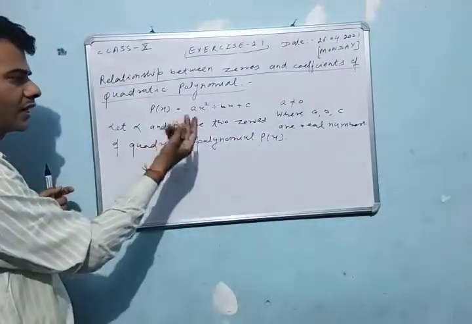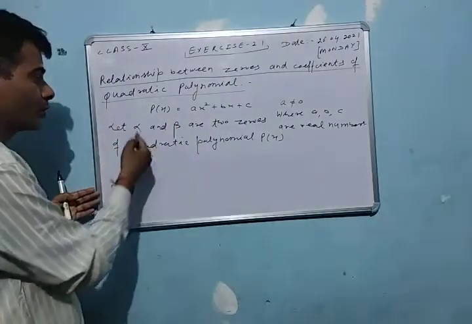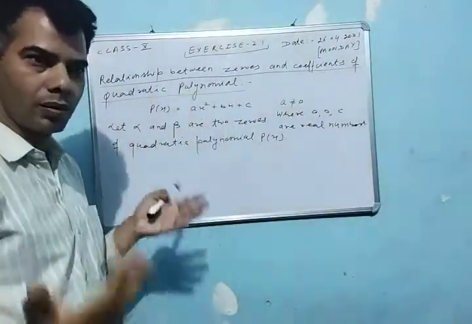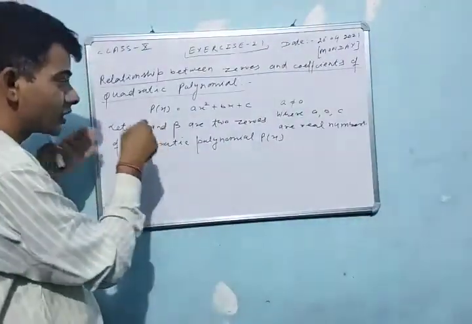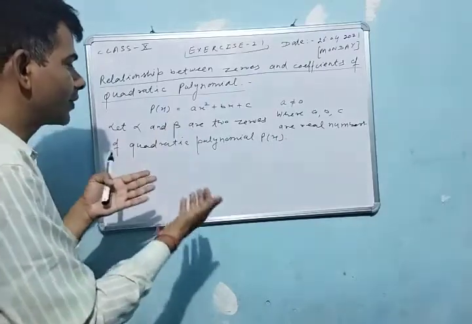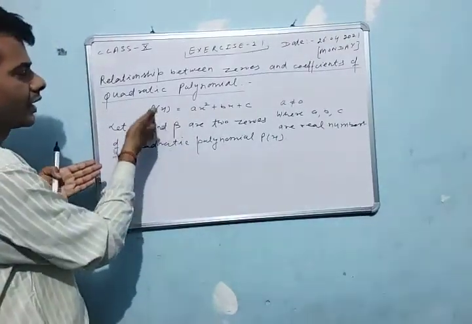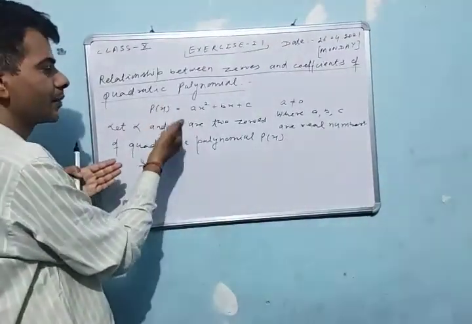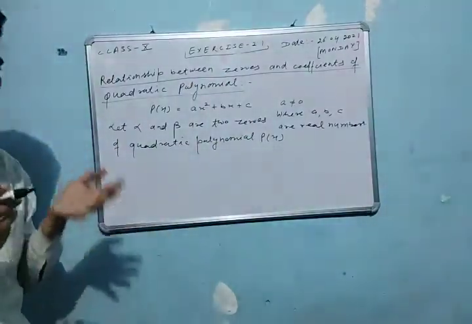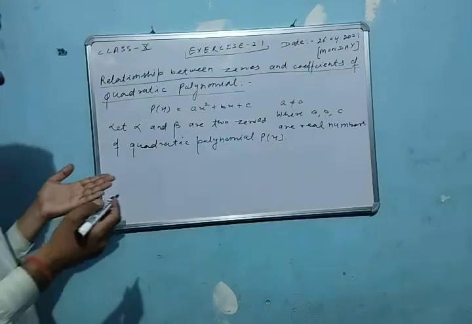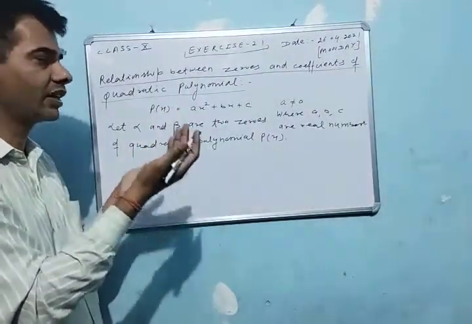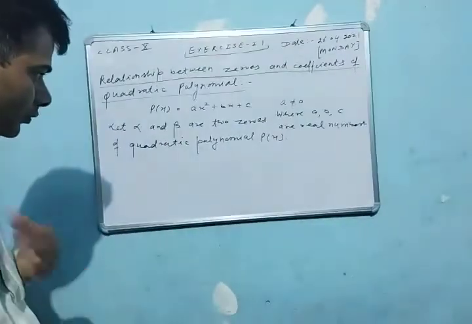Students, alpha and beta are 2 zeros. If we replace x with alpha, then the remainder will be equal to 0, because it is a zero of the given polynomial. And if we replace x with beta, then the remainder is also equal to 0. A zero is a number; if we replace x by that number, then the remainder will be equal to 0.